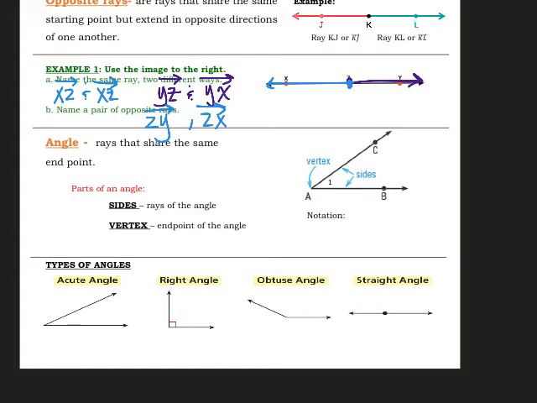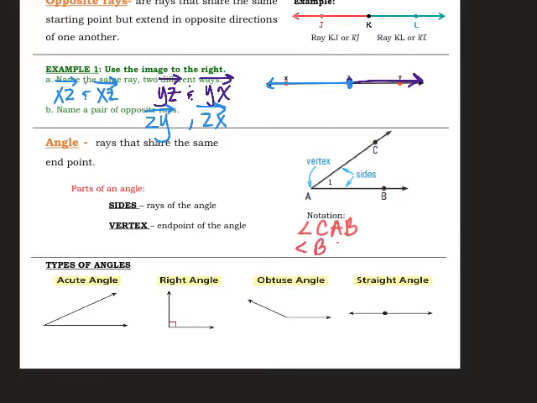Now, you can name an angle several different ways. I'm going to call this angle CAB. Angle CAB. And if I go from CAB, do you think I would name a different angle if I called it BAC? Do you think it would be a different angle, or do you think I can name it BAC? I can name it BAC. It's not going to change it.